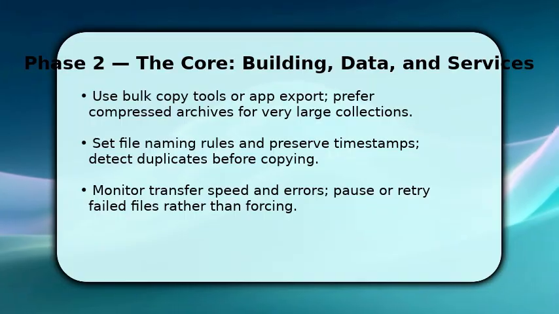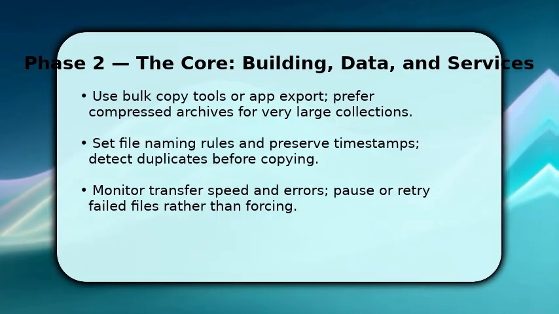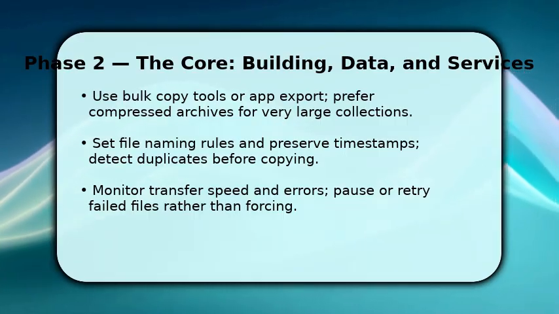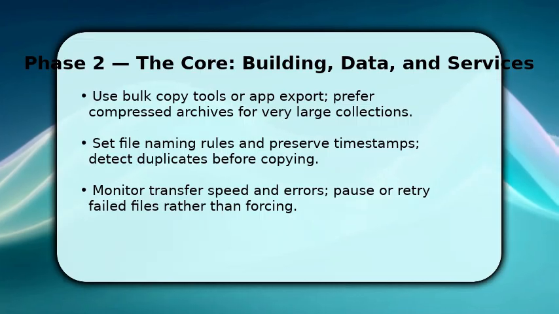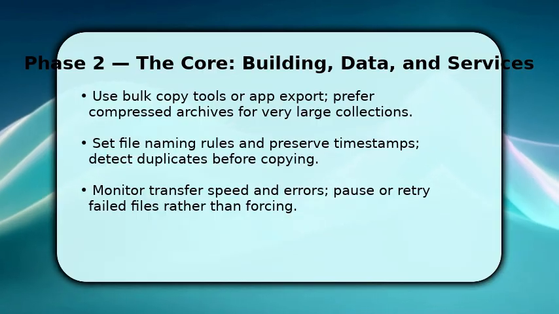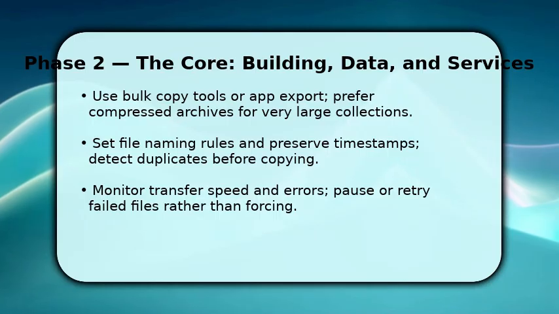Now you execute the transfer. Connect source and target with the fastest option available, USB-C, Gigabit Ethernet, or Wi-Fi 5/6, and use bulk copy tools or the app's export feature to move entire folders. Make sure to preserve timestamps and set consistent file naming so you don't lose chronology, and run a duplicate check before copying to save space.